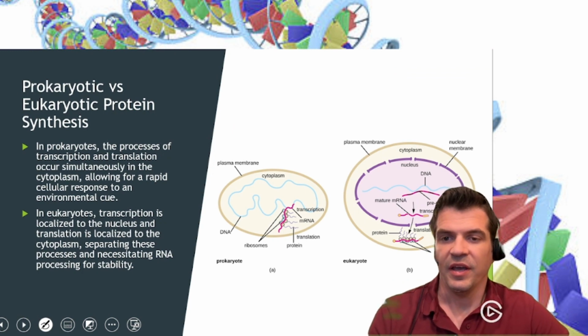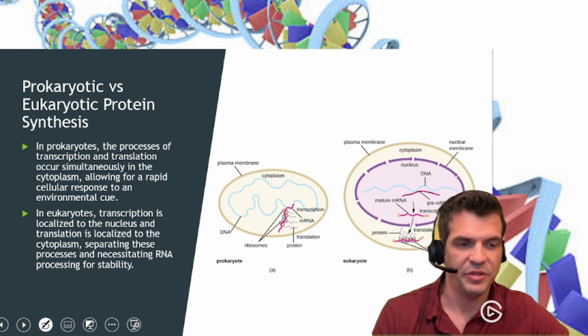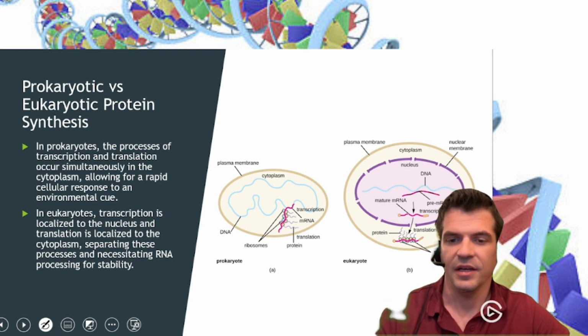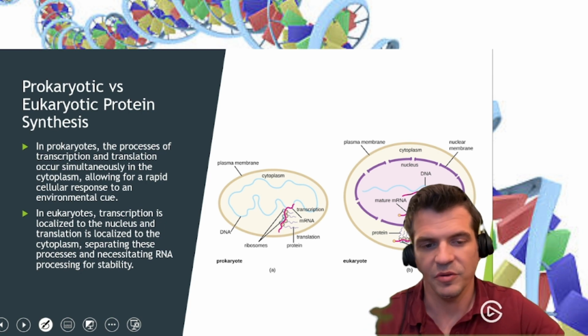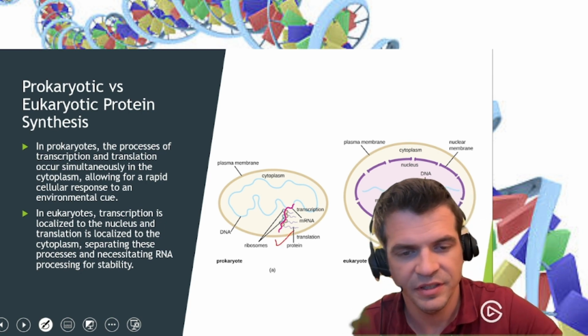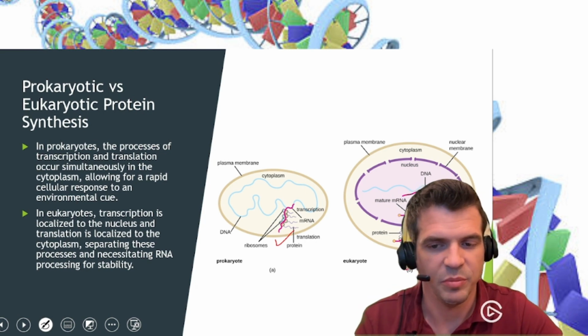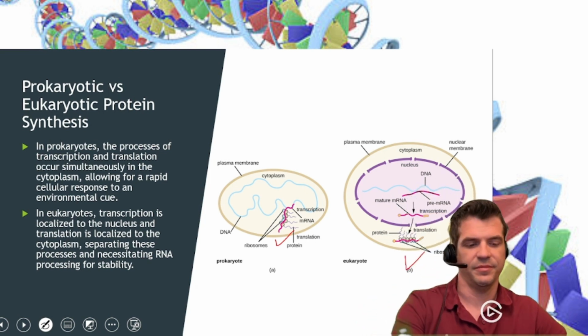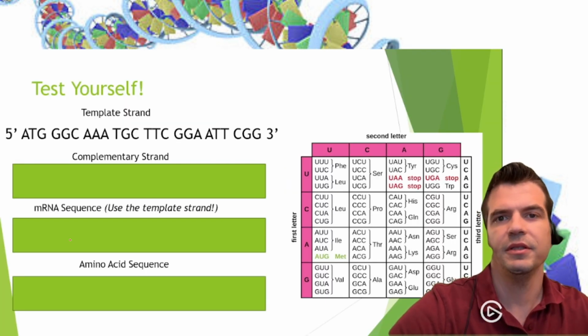Right, and then we have prokaryotic and eukaryotic protein synthesis. We've seen this picture now again. In prokaryotes, the process of transcription and translation occur simultaneously, and the nucleus separates these processes as needed. Okay, so let's test ourselves.